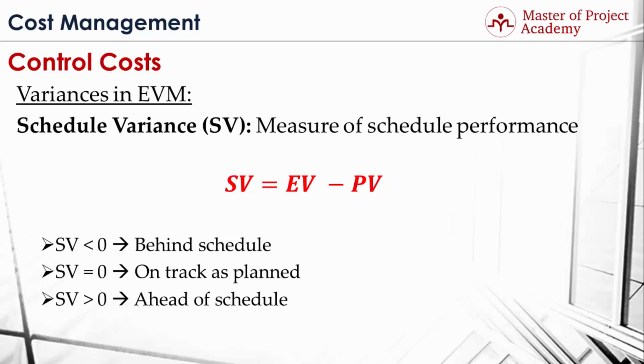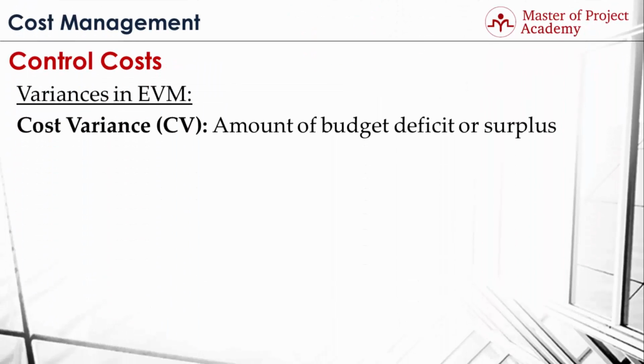Let's see the cost variance now. Cost variance is abbreviated as CV. Cost variance is the amount of budget deficit or surplus. Briefly, it shows whether a project is under budget or over budget. Cost variance of a project or activity is calculated by subtracting the actual cost from the earned value.